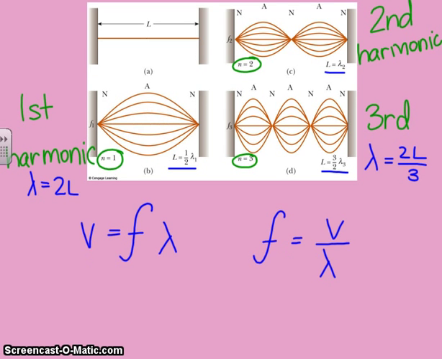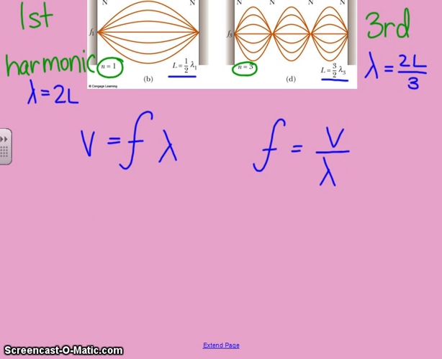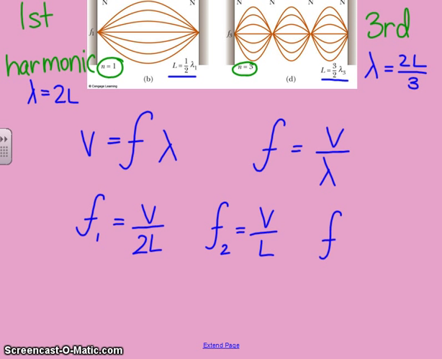I'm then going to plug those in to my equation for frequency here. I'll put a little 1 down there for the first harmonic, and so I get V over 2L. For the second harmonic, it is just V over L. For the third harmonic, it is 3V over 2L. I just flipped that fraction there.